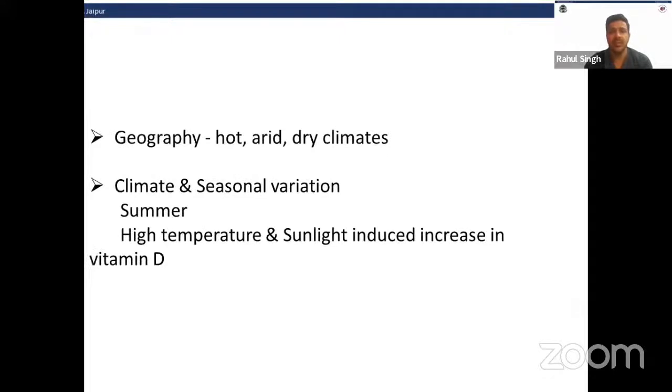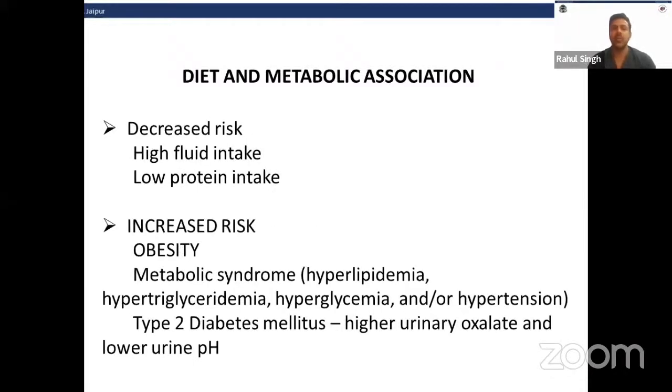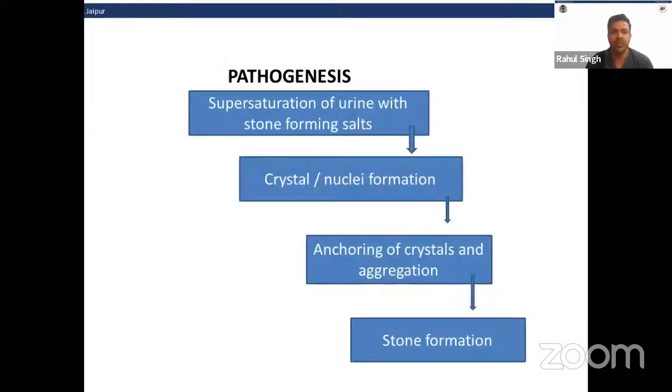About geographical risk factors, stones are more common in hot, arid, and dry climates and show seasonal variation, more in summer, because of high temperature and sunlight induced increase in vitamin D. About diet and metabolic association, decreased risk of stone formation is found with high fluid intake and low protein intake. Increased risk is found in obesity and metabolic syndrome, which includes hyperlipidemia, hypertriglyceridemia, hyperglycemia, and or hypertension. Type 2 diabetes mellitus is associated because of high urinary oxalate and low urinary pH.